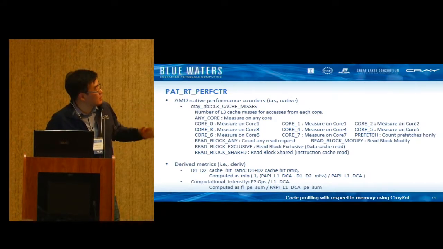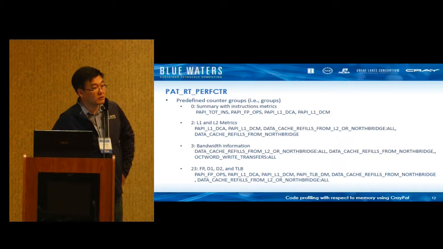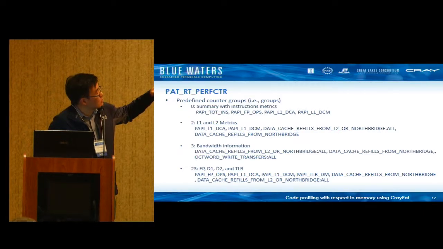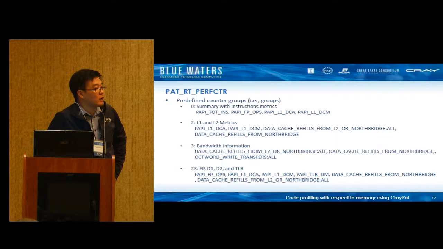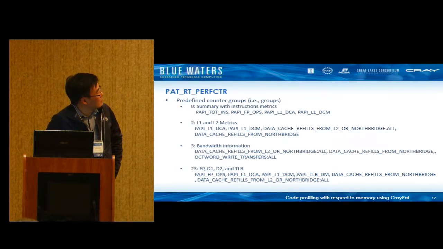There are very many counters here, but I recommend you start with the predefined counter groups. There are many groups from ID 0 to 23 with some missing numbers, and there are several examples. For example, if you want to know the L1 cache, L2 cache metrics, you can just choose group 2, and then it will call PAPI_L1_DCA and PAPI_L1_DCM and so on. Or if you want to know the data cache utilization with the floating point operations, you can choose group number 23, and you can get that data.